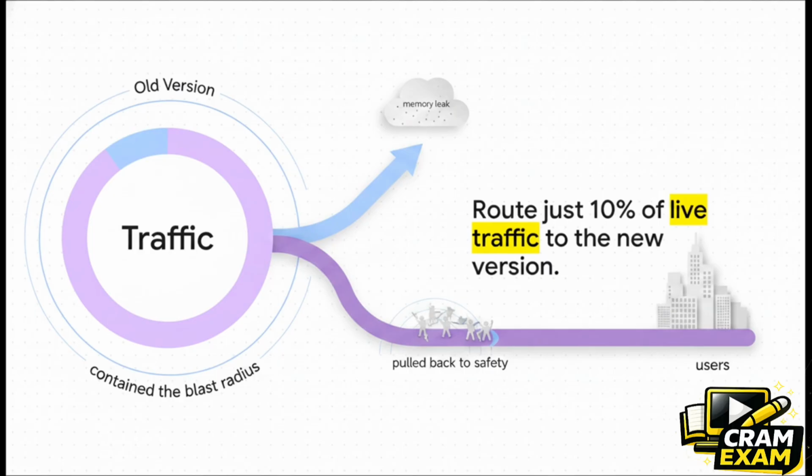If your new code has a hidden memory leak that didn't show up in testing, only 10% of your users experience a slight slowdown, and you can instantly pull them back to safety. You have completely contained the blast radius of that bug.